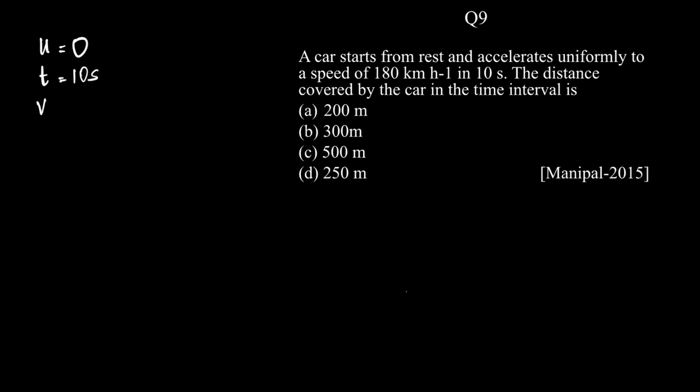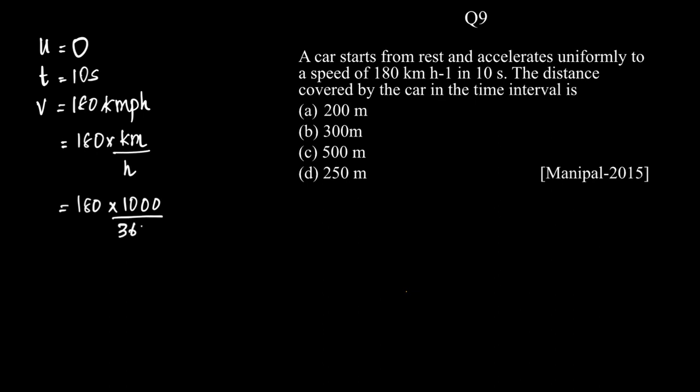In uniform acceleration, the velocity is 180 km per hour. So we'll convert 180 km per hour into meter per second. This is kilometer per hour. So how much is 1 kilometer in terms of meter? It is 1000 meters, and an hour is 3600 seconds, right? So this becomes meter per second.